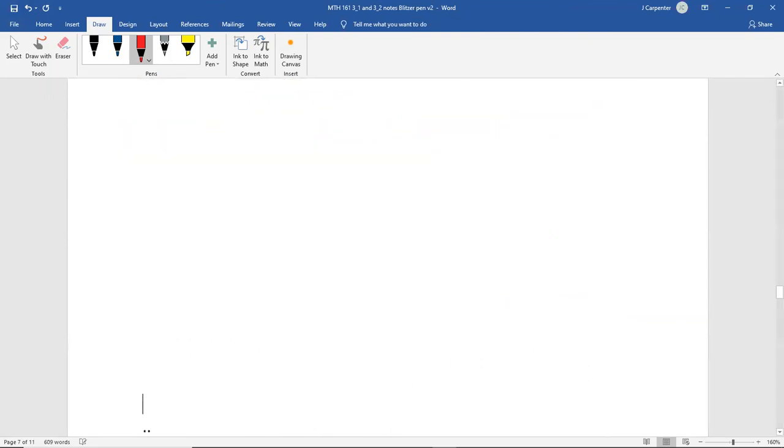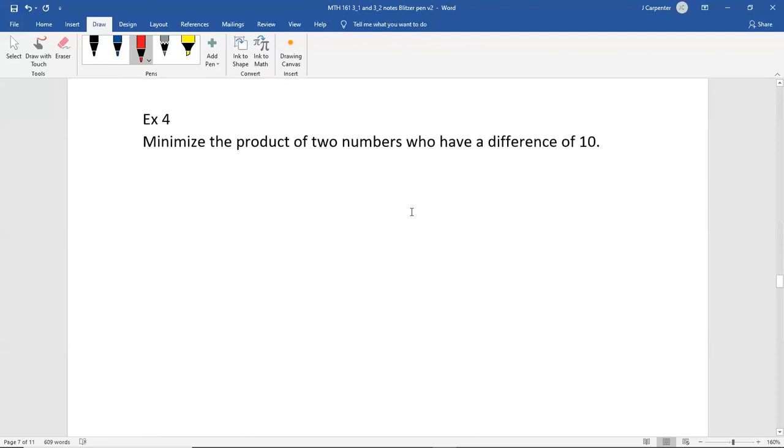So, in the spirit of what I was just talking about, let's do some word problems. We'll do a boring word problem first, and then we'll do one that is actually quite helpful for some people. All right, so this one's boring, just plain math. Minimize the product of two numbers who have a difference of 10. And someone's going to say, oh, well, 0 and 10, because that product is 0. That's one way of thinking.